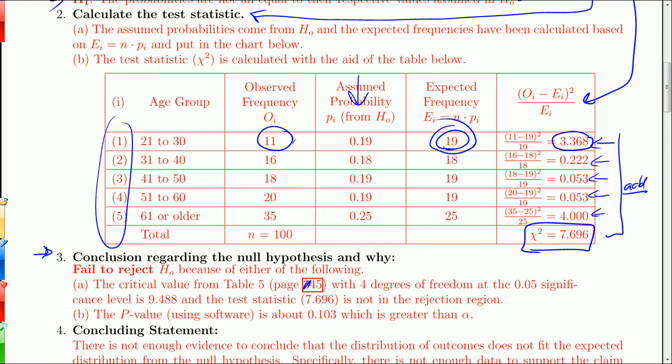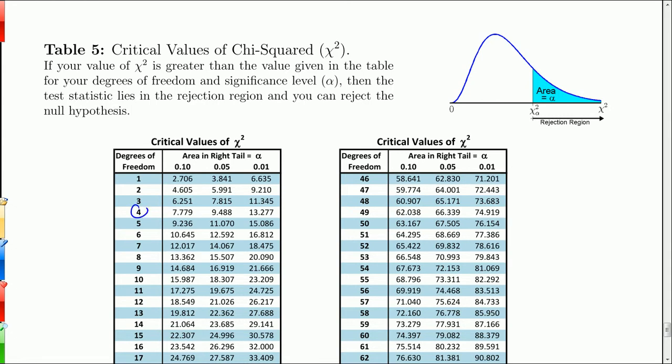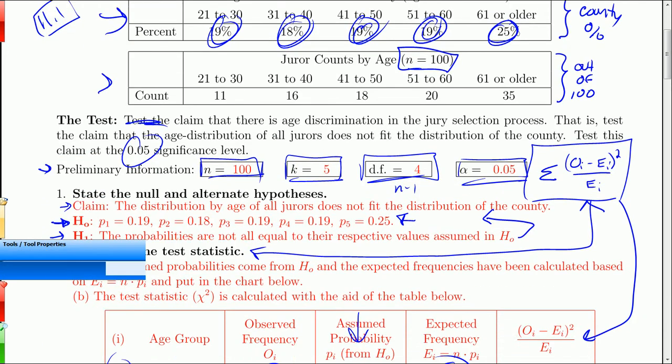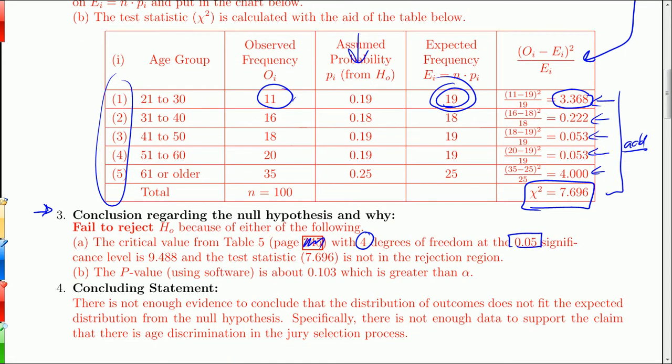Well, if you look at, and this isn't on page 3, we're looking at table 5, the chi-squared distribution. 4 degrees of freedom, 0.05 significance level. So what do we get? 4 degrees of freedom, 0.05 significance level. The critical value is 9.488. So going back, the critical value is 9.488. That's where this comes from. It comes from table 5.